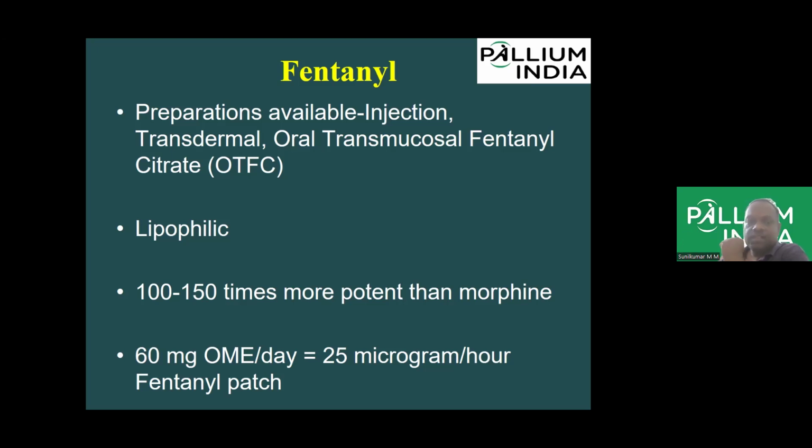Compared to morphine, fentanyl is more lipophilic, whereas morphine is hydrophilic, water soluble. And it is 100 times more potent than morphine, so it is always expressed in micrograms. If you calculate like that, 60 milligrams of oral morphine equivalent per day would be equivalent to a 25 microgram per hour fentanyl patch. Just remember this: 60 milligrams of oral morphine equivalent equals a 25 microgram patch. So 120 milligrams of morphine would be equivalent to a 50 microgram patch. This is for easier calculation.